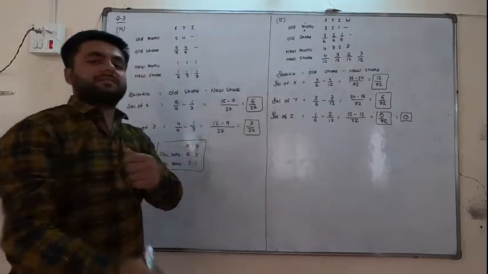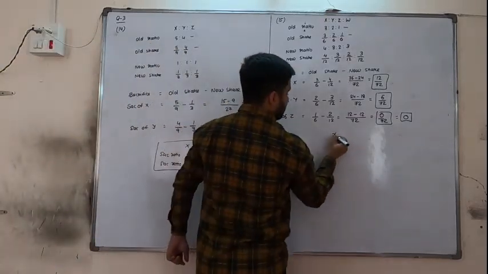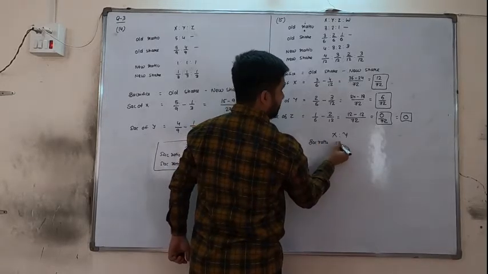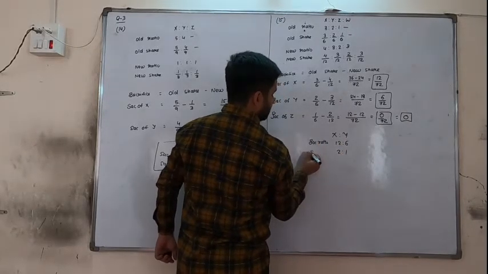So only two partners are sacrificed. So X is to Y, sacrifice ratio between them 12 is to 6, or we can say 2 is to 1.